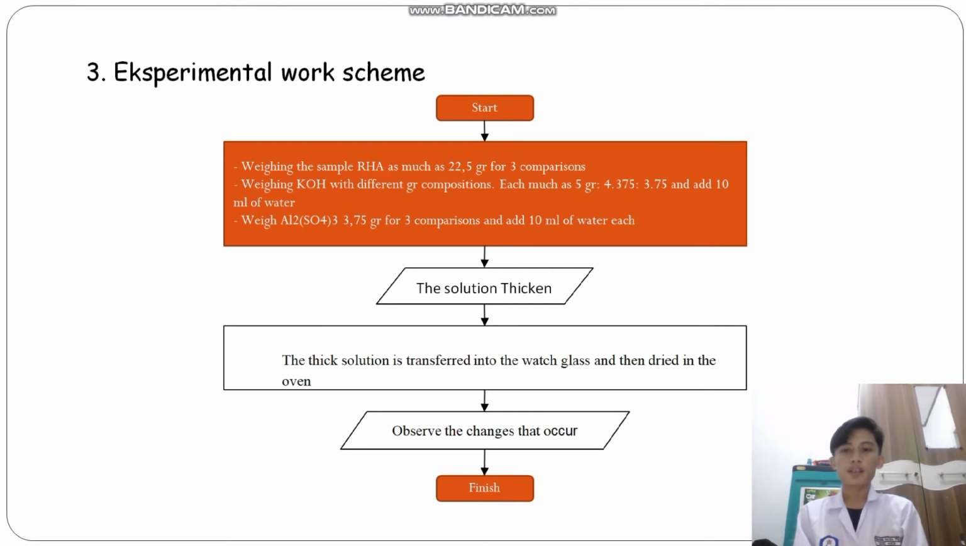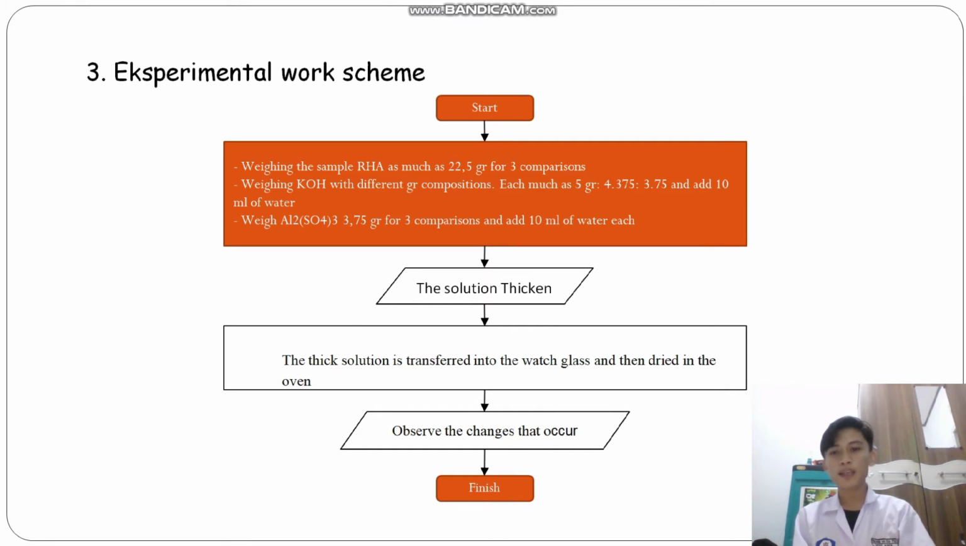The next, weighing KOH with different gram compositions. Each mass is 5 gram, 4.375, 3.75, and add 10 ml of water.